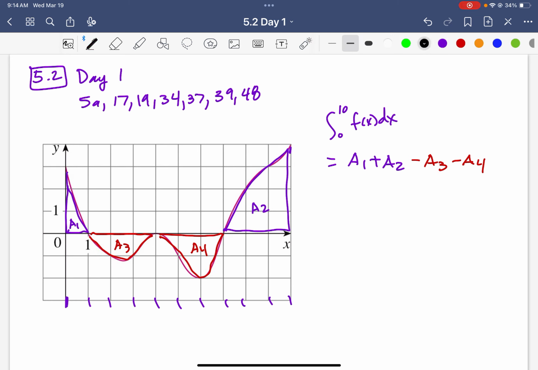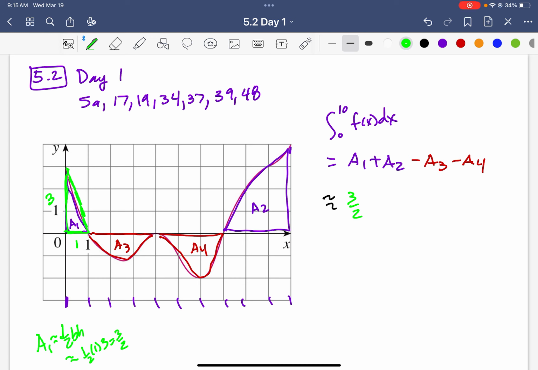Now that I'm ready to approximate, it looks like this is approximately a triangle where its base is 1 and its height is 3. So 1/2 base times height for A1, it seems like that's going to be 1/2 times 1 times 3. It looks like it's about 3/2.